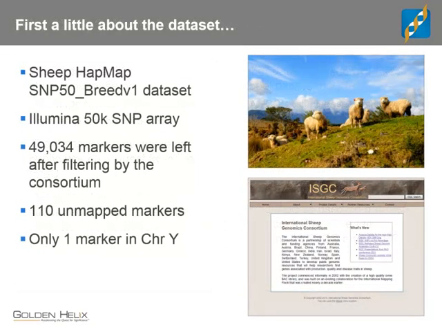In particular, I used the SNP50 Breed V1 dataset from the Sheep HapMap project. This data was formatted in the Plink PED-map format and was easy to import directly into SVS, with the genomic position information contained in the map file applied to the spreadsheet on import. This data came from an Illumina 50K SNP array, and the consortium performed some pre-filtering on the data. After their filters, about 49,000 markers were left, 110 of which were unmapped. These markers, along with the single marker from chromosome Y, were removed from the analysis.